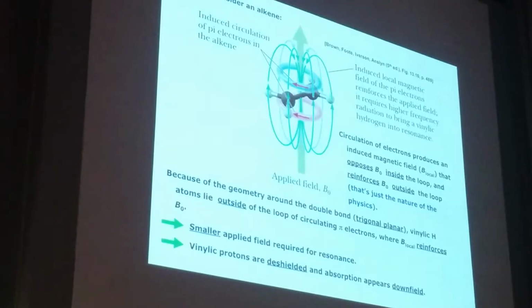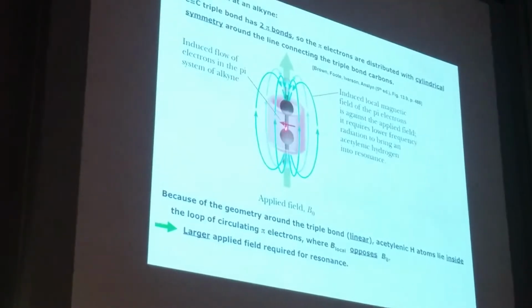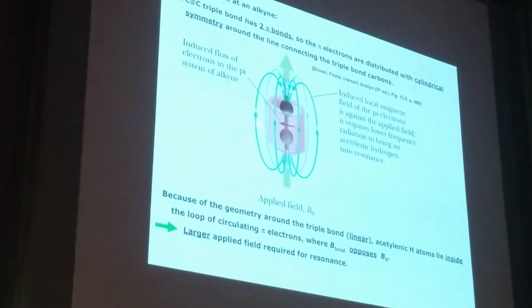That means you have to use a higher applied field strength. Well, that's what we've got when we have an alkyne. An alkyne doesn't just have one pi bond, it's got two pi bonds. So there's basically a cylinder of pi electrons encapsulating the carbon-carbon bond. The way those pi electrons move, it's going to circulate in a loop, but the loop is now kind of around the carbon-carbon bond.